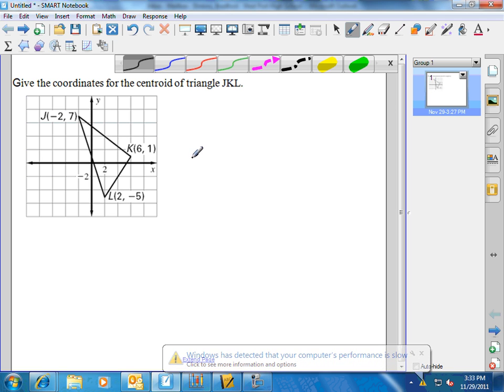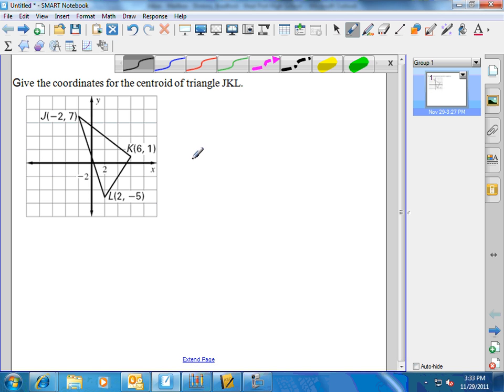So I'm going to show you another way of doing it, and that's we're going to use our theorem that says that from the vertex to the centroid, wherever that is in this case, it's 2/3 the length of the entire median. So we're going to use that to locate our centroid.